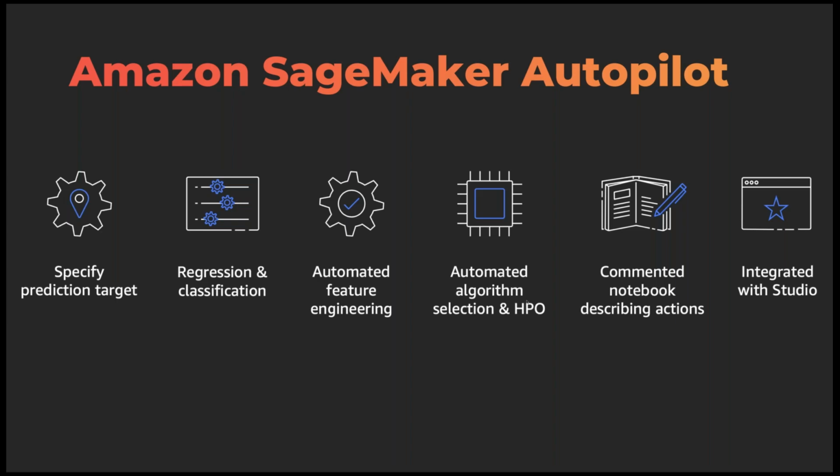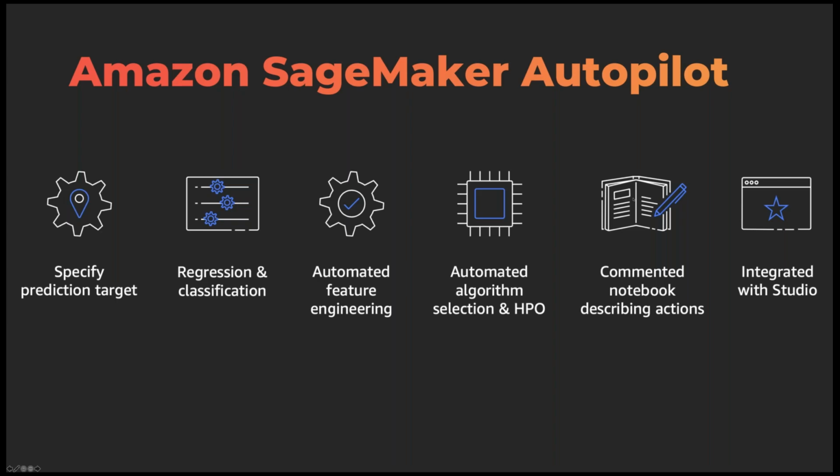The best thing is automated feature engineering. This is where a lot of effort goes in, and fortunately, Autopilot automates the whole feature engineering. And then it also selects the right algorithm and does the hyperparameter tuning. So hyperparameter optimization or tuning is a very important step that will have a huge impact on the final precision and accuracy of the model. And then all of that is actually emitted as a commented, annotated, well-described notebook, a Jupyter notebook that you can actually use to modify and customize the entire process. And of course, it is integrated with one of the new products of Amazon SageMaker called SageMaker Studio.